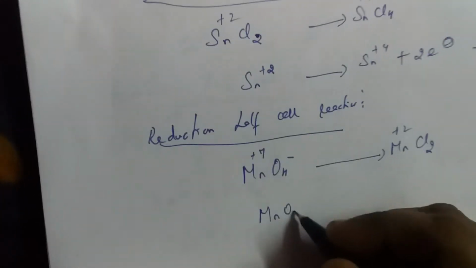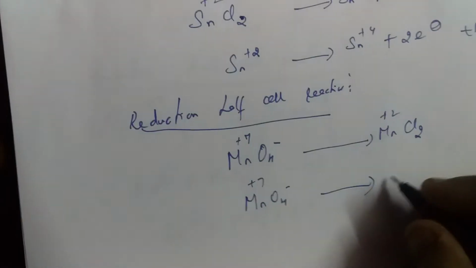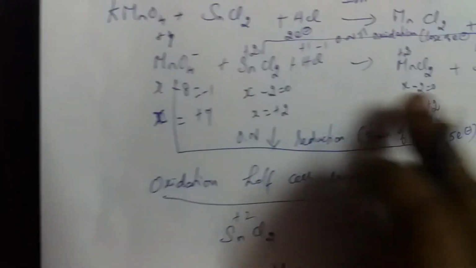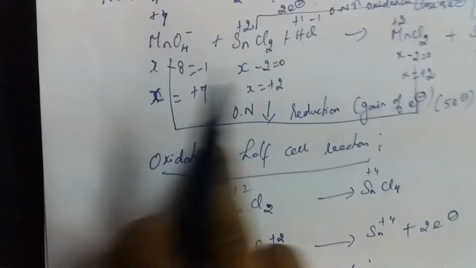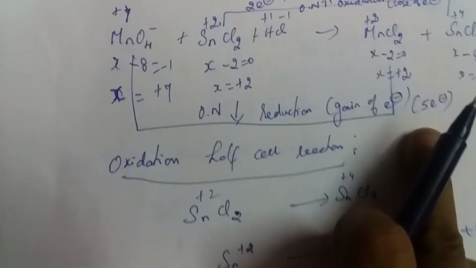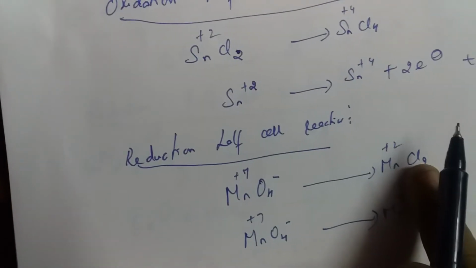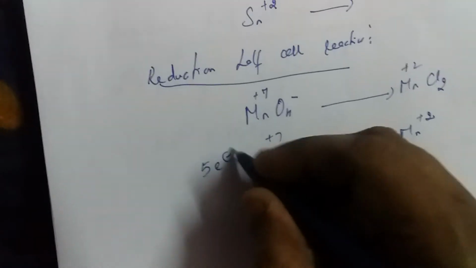Therefore MnO4 minus is already in ionic form, so there is no need to change it. Here it is converted to Mn2 plus. After writing the ionic form, we have to find how many electrons it gains. Mn undergoes reduction and gains 5 electrons. We already see +7 to +2, therefore it gains 5 electrons. So you write these 5 electrons here.